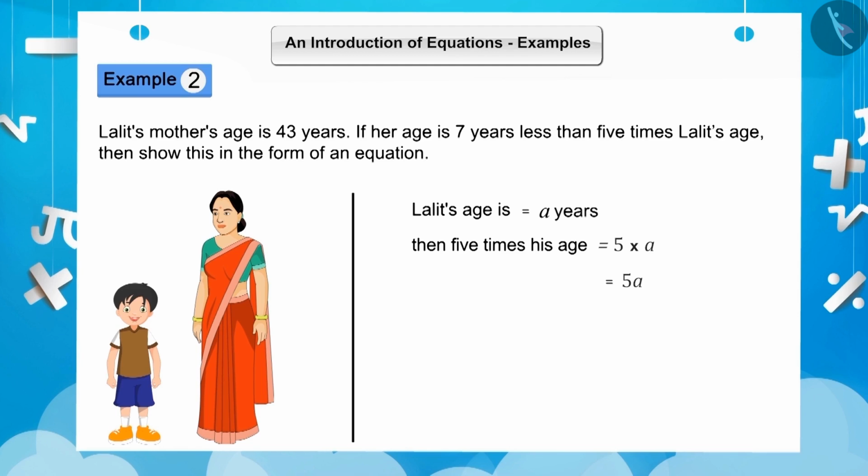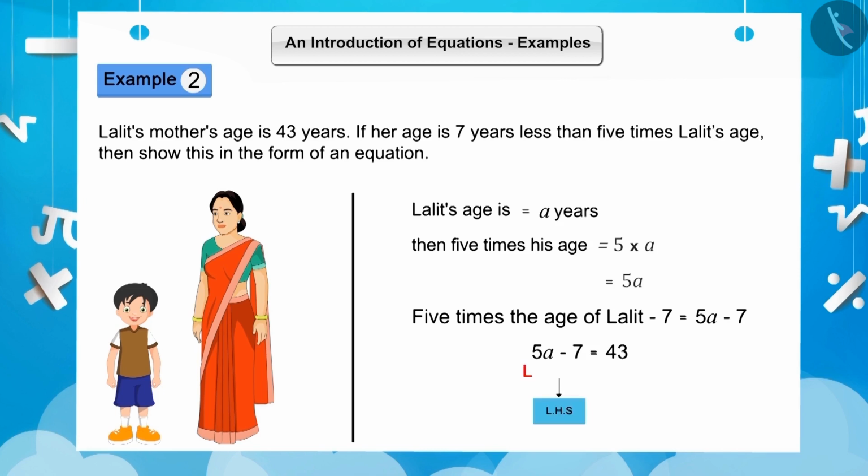As we know that Lalit's mother's age is 7 years less than 5 times Lalit's age, then his mother's age will be 5 times the age of Lalit minus 7, that is 5A minus 7. According to the question, if mother's age is 43 years, the equation will be formed in this way. 5A minus 7 is equal to 43.